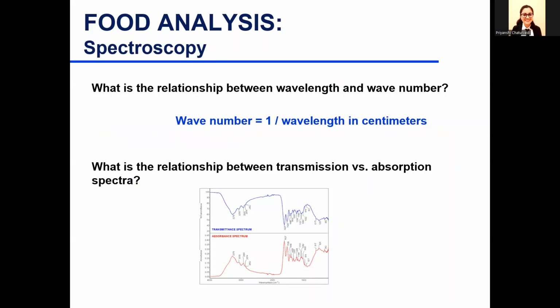So what's the other difference? Wave number is the inverse of wavelength, so you can just convert between these two. Some people like to say wave numbers, some people like to say wavelength in centimeters. So just make sure you know your units.